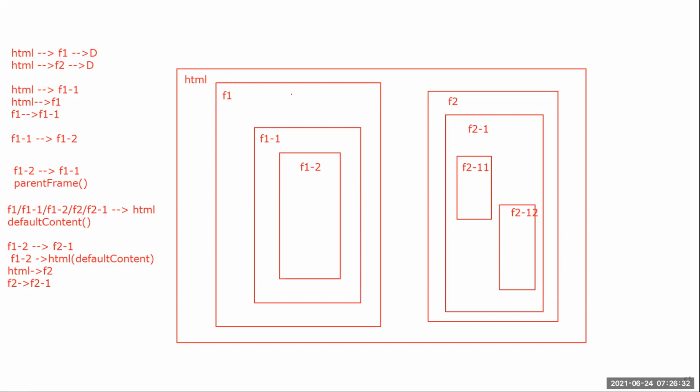Babu shared parent frame. Yeah, we can use parent frame. That is nothing but F211 to F21, and from F21 to F12. So you understood how do we handle frames and how do we switch between these frames? Is that clear?